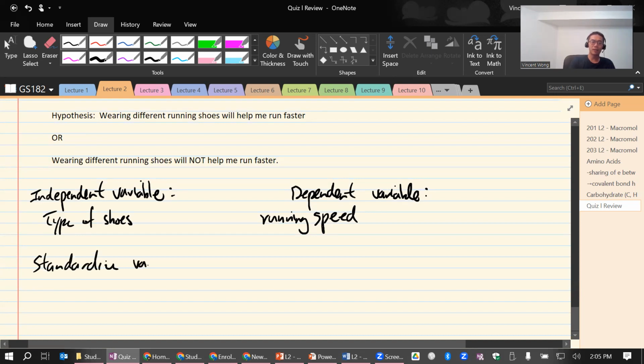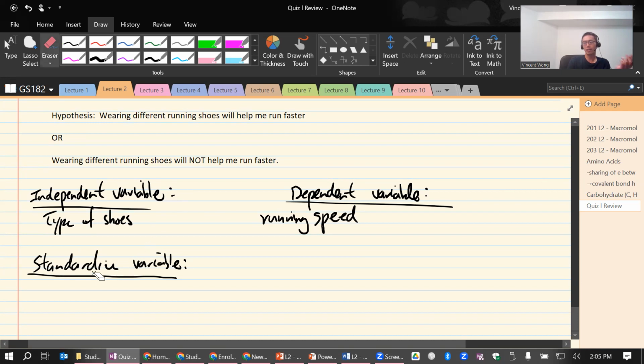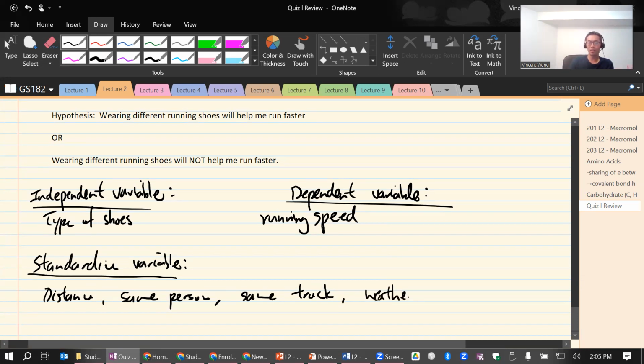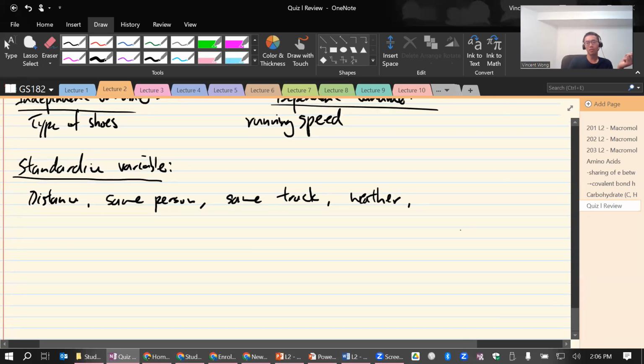Okay, what about standardized variable? What things do I have to keep the same for our experiment? Okay, good. Jay said distance you run. Good. Same person, sure, like me or you. Same track, sure. Track is even better, rather than running on a street or something, because the street could be different. Maybe two more. Weather, yeah. You shouldn't be doing a snowy day versus, I don't know, a rainy day. So maybe one more.